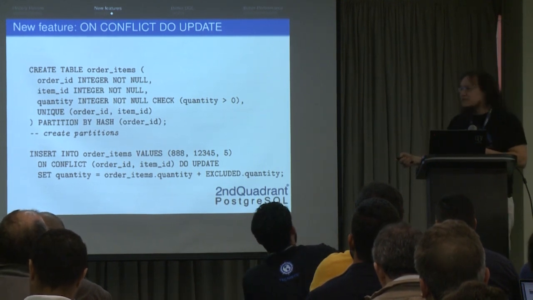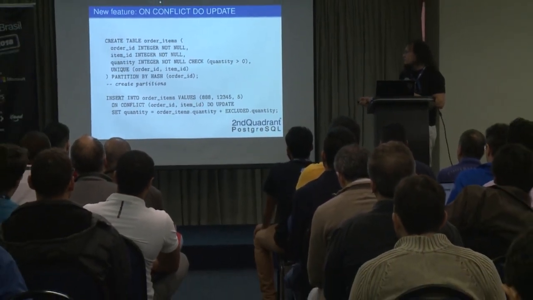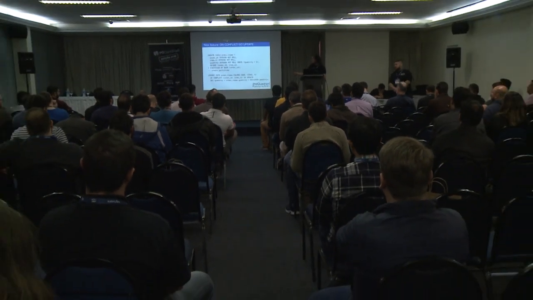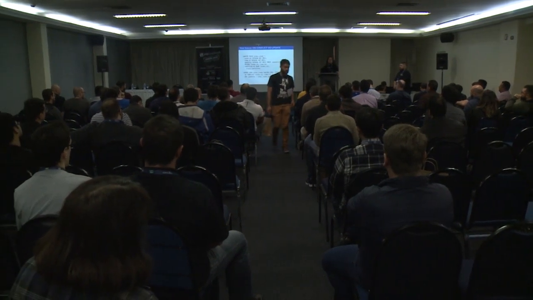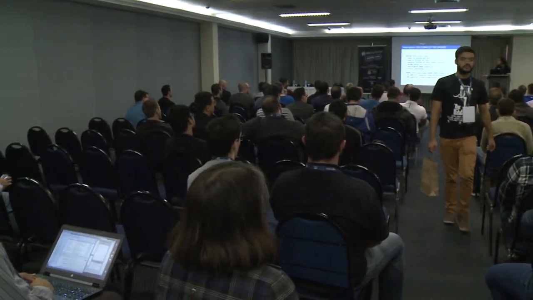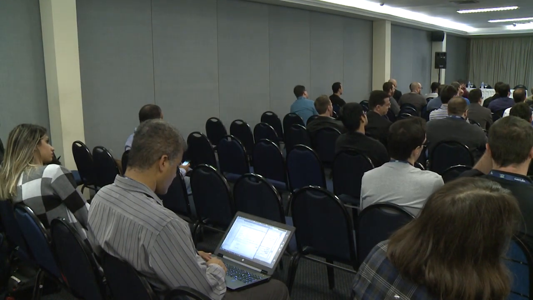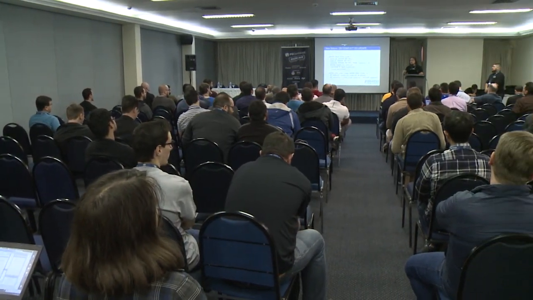But if the product already exists, in which case a conflict will occur on order ID, item ID, on the unique key we defined here, then if the conflict occurs, do update the existing tuple instead of causing an error. And the update says, well, set the quantity to the original quantity plus the excluded quantity, that was the value that was passed in the insert. So this is very cool, and you can save tons of code in the application and tons of thinking about how the heck do I manage concurrency.